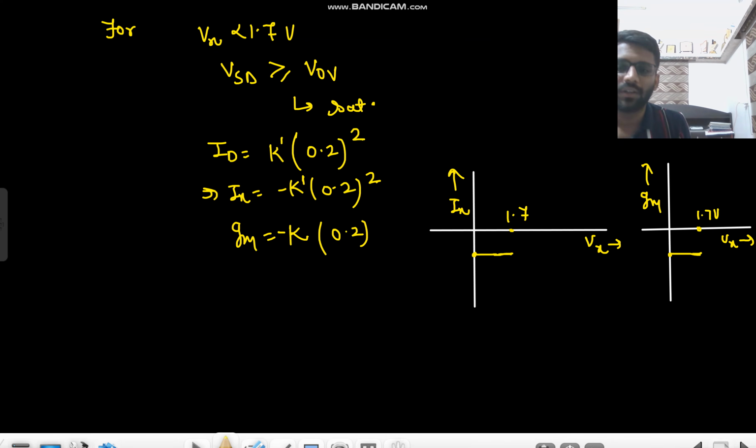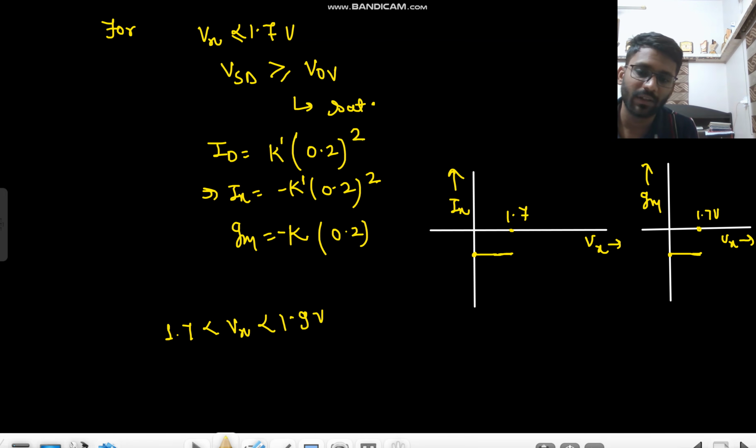Okay, now for 1.7 to 1.9 volt, here you can apply an equal sign to 2. At the boundary you don't need to care where we actually apply the equal sign at the saturation point. At the boundary point, the current in linear region or the current in saturation will both be the same only. Okay, so for 1.7 volt to 1.9 volt, your VSD would be less than V overdrive, that means it would be triode region.